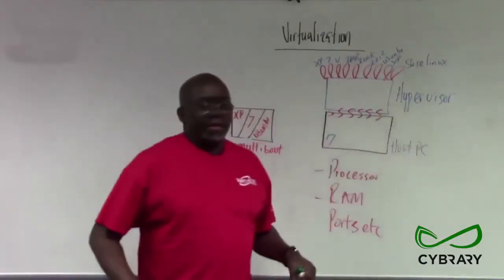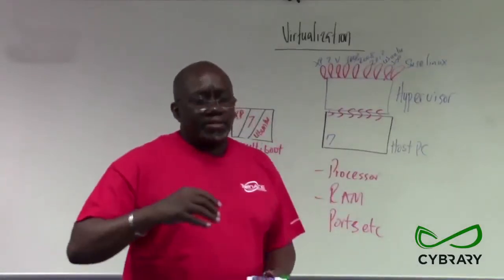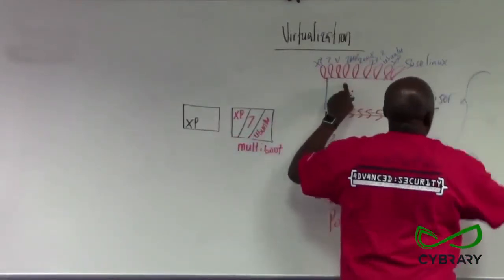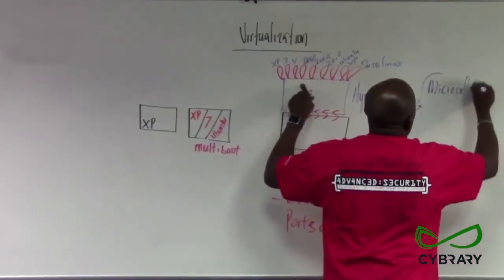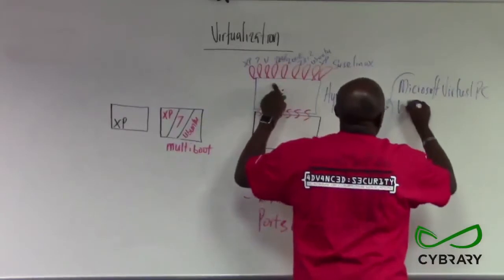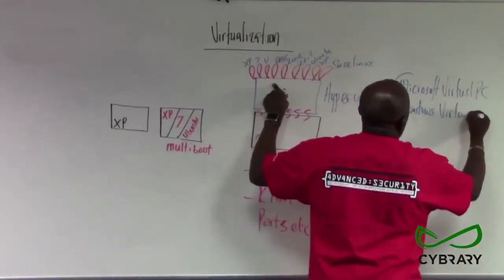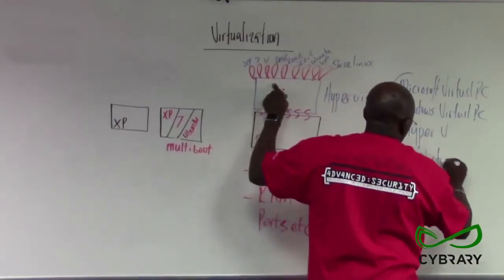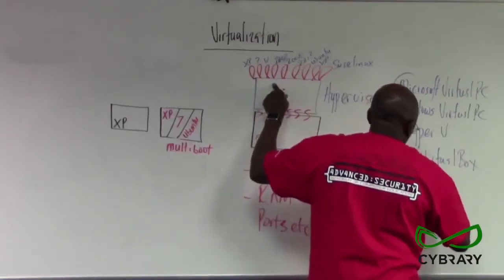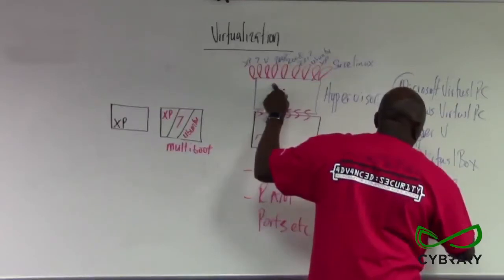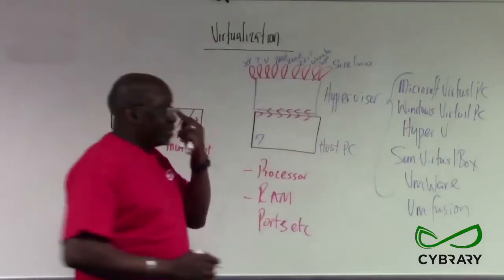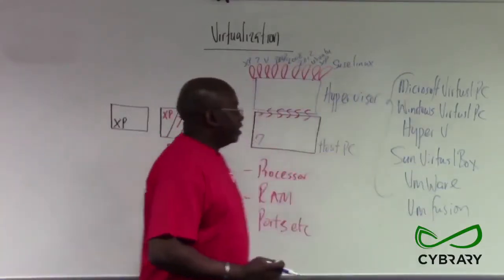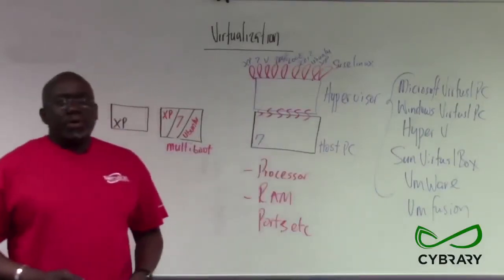We have different types of hypervisors out there, but that is not the focus of the exam. All we need to know about the hypervisor is that it is the software environment within which we build the virtual machines. So some hypervisors could be, you have Microsoft Virtual PC, you have Windows Virtual PC, you have Hyper-V, you have Sun VirtualBox, you have VMware, you have VM Fusion. Virtualization has come to stay. A lot of organizations are starting to use virtualization for their servers. So it is good practice to learn to use all of these hypervisors. Most of them are available online for free.